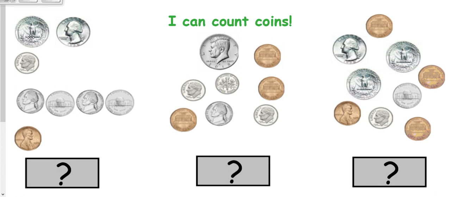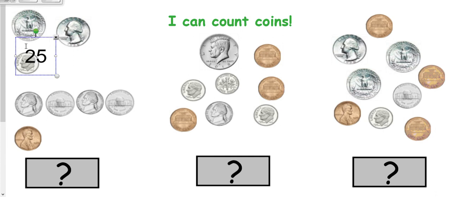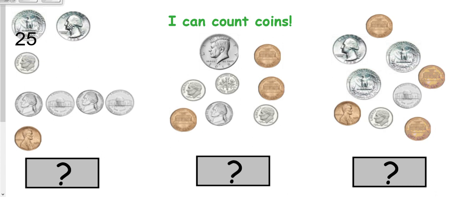Another thing I find easier when I am trying to count groups of coins is to start with the coins that have the largest value. You can start with other coins, but I find it easier to start with the coins that have the greatest value or that are worth the most. So I'm going to start with my quarters. I know that 1 quarter is worth 25 cents. I know if I have 2 quarters that I have 50 cents.